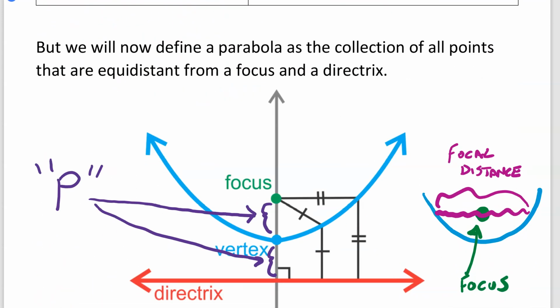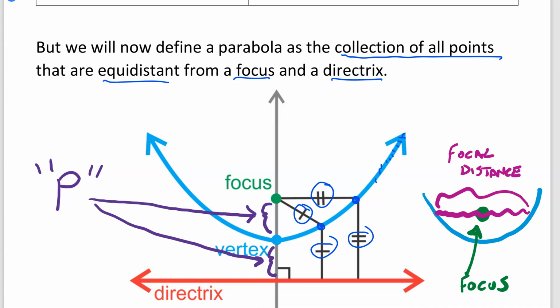But what we need to do is discuss the definition of what a parabola really is, okay? A parabola is the collection of all points that are equidistant from a focus and a directrix. So everything on this blue line is on the parabola. So like this point right here is on the parabola. It is equally distant to a directrix, which is a line, and the focus. Here's another point that's on the parabola. It also is equally distant from the focus and the directrix.